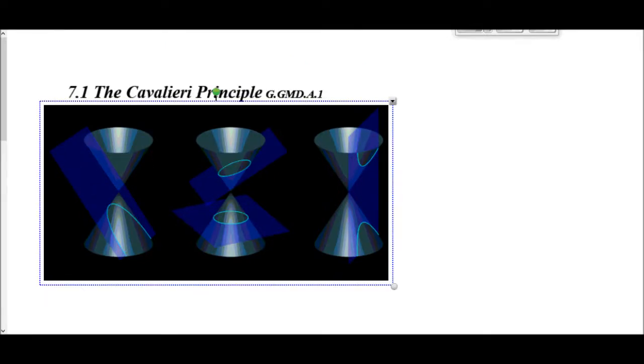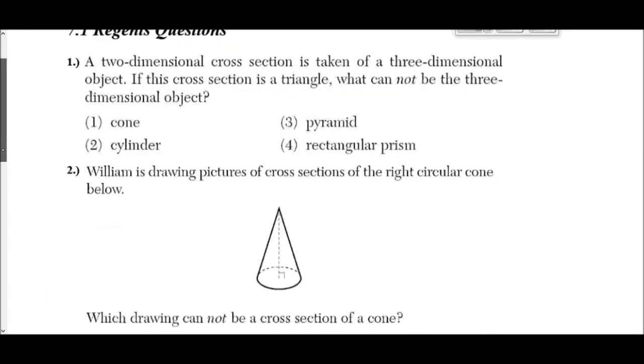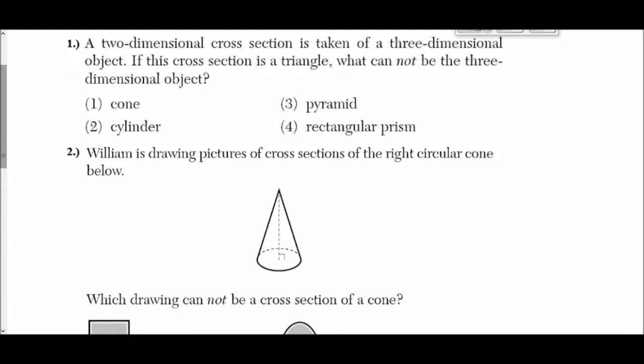All right, so the Regents questions. Let's look at the first one here. A two-dimensional cross section, so if you took a knife and sliced a three-dimensional object, and the cross section is a triangle, what cannot be, the key word is not, the three-dimensional figure that you sliced? Okay, I'll give you a minute to look at those. We'll be back with you.